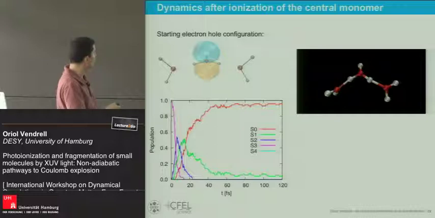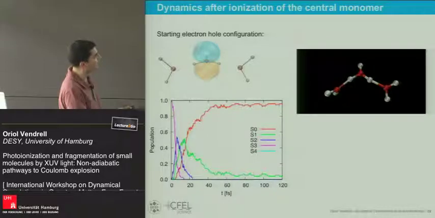At the beginning, the whole electronic population corresponds to the electronic state that has this hole, and then it will decay very quickly. In less than 20 femtoseconds, this state is totally depopulated, and then other states will get populated and depopulated. In the end, we end up pretty much in the ground electronic state of this cationic manifold. This happens on a time scale of about 50 femtoseconds, so very quick.